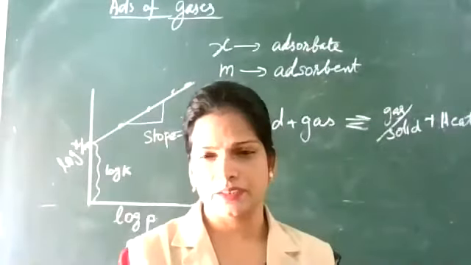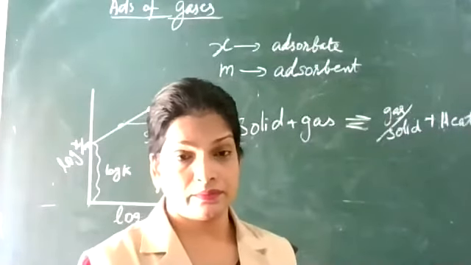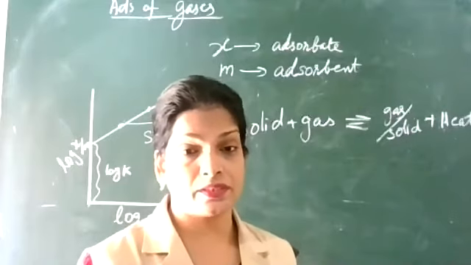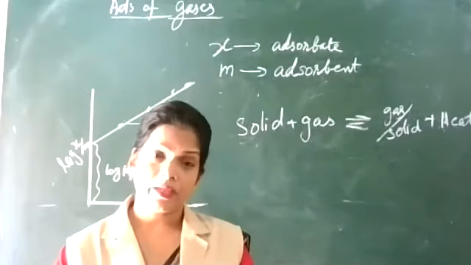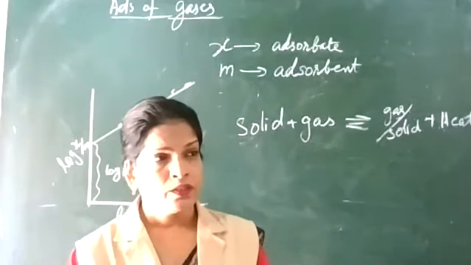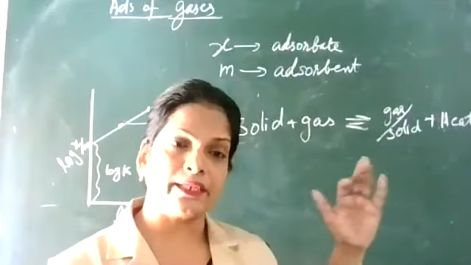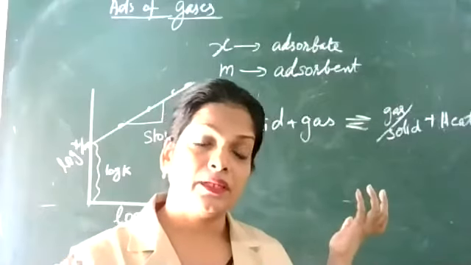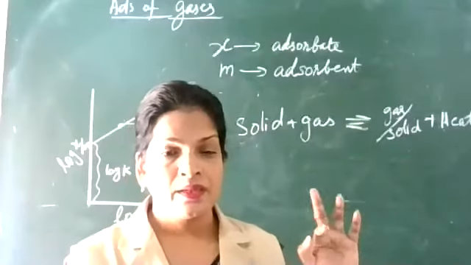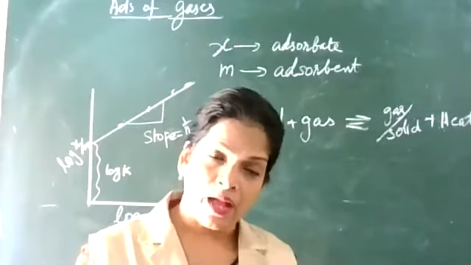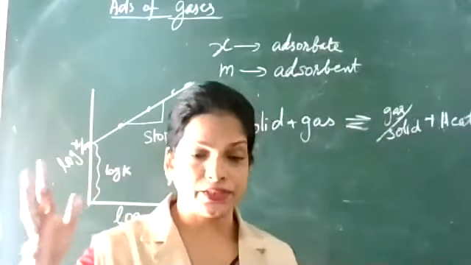Adsorption decreases. Now I told you as temperature increases, chemisorption increases, because when you heat, chemical reactions become faster. But this is only up to a particular temperature. After that, if you again increase the temperature, the chemisorbed particles will get away.